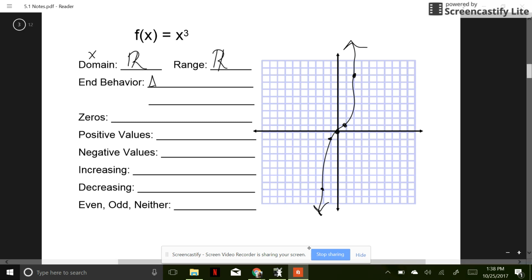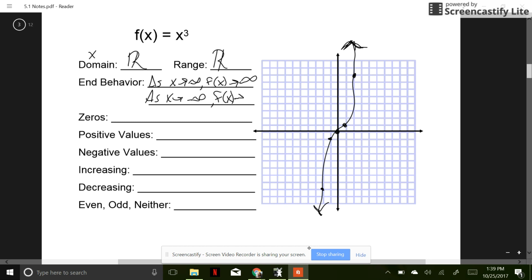And behavior, we look in two directions. First, we look as x goes to +infinity. What does f of x do? As we move to the right on our graph, what are the y values doing? Well, the y values are going up forever. So as x goes to infinity, f of x goes to infinity as well.